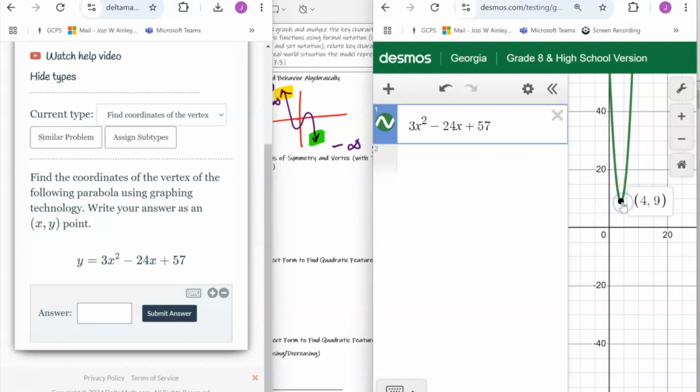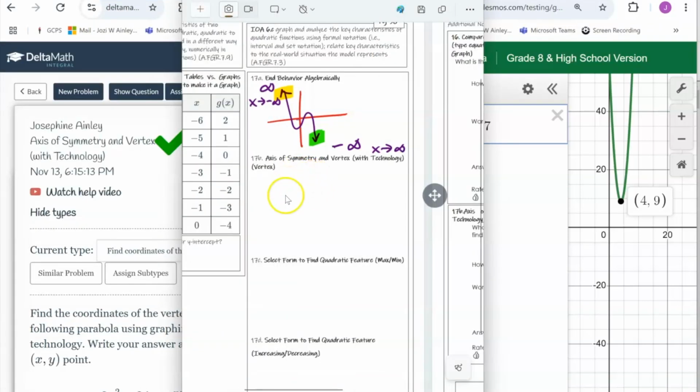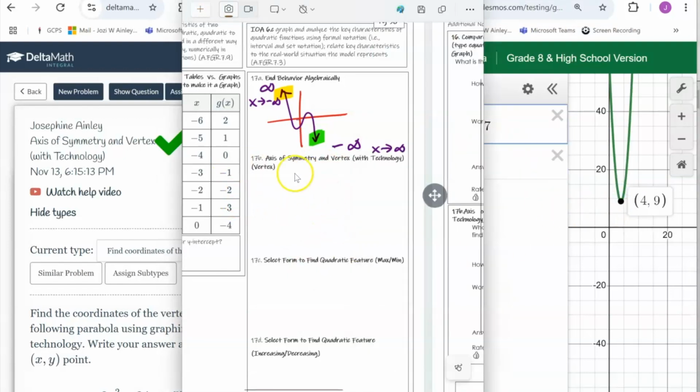It's right here, Miss Ainley. My vertex is 4, 9. So I go ahead and put my answer in. And I have to write it as a coordinate, right? So I have to put parentheses, 4, 9. There's my vertex. All right, so write some notes to yourself right here. Again, if they give you an equation, doesn't matter how crazy it is, put it in. Then go look for the definition. I'm not copying that question down, but that's what you're going to do right here.